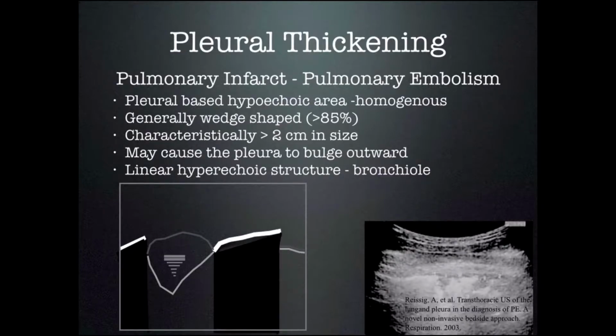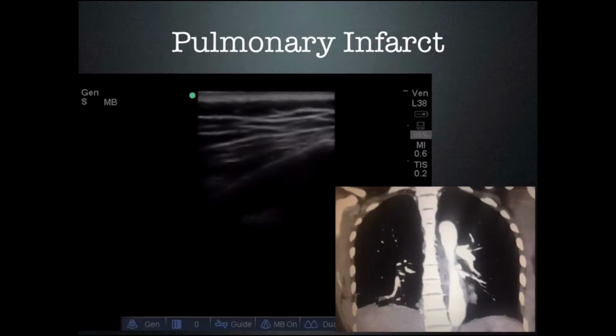Because it is an infarct, it generally causes the pleural surface to bulge outward. And because it bulges outward, it's easier to see. There may also be some linear hyperechoic structures in there, which may be the bronchiole, or a linear hypoechoic structure, which could be the thrombosed vessel that you may see inside the collapsed or infarcted lung. The picture you see is fairly hard to see, but it's showing you a wedge-shaped infarct heading towards the pleural surface. Let's look at a live video of one.